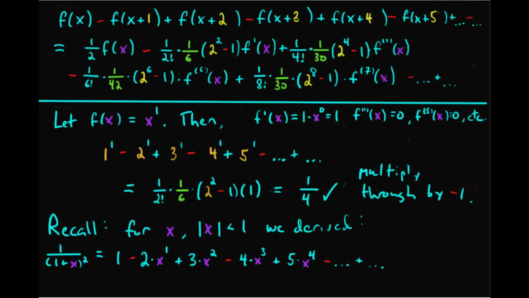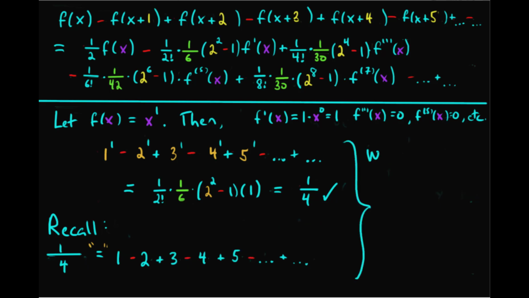Then we set x equal to 1 to have 1 over 1 plus 1 quantity squared equals, and here I should put equals in quotes because now the series diverges, equals, quote unquote, 1 minus 2 times 1 to the first plus 3 times 1 to the second power minus 4 times 1 cubed plus 5 times 1 to the fourth minus dot dot dot plus dot dot dot, which reduces to the statement 1/4 equals, quote unquote, 1 minus 2 plus 3 minus 4 plus 5 minus dot dot dot plus dot dot dot.